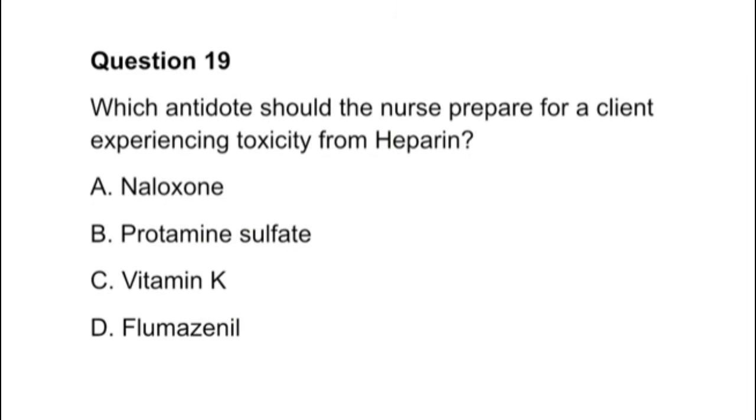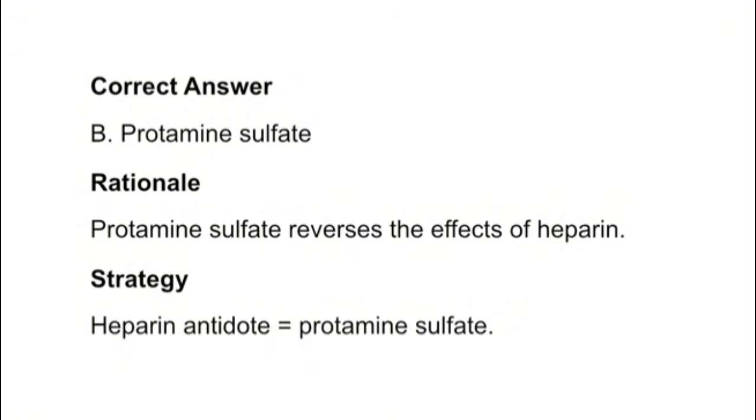Question 19. Which antidote should the nurse prepare for a client experiencing toxicity from heparin? A. Naloxone. B. Protamine sulfate. C. Vitamin K. D. Flumazenol. Correct answer. B. Protamine sulfate. Rationale. Protamine sulfate reverses the effects of heparin. Strategy. Heparin antidote equals protamine sulfate.